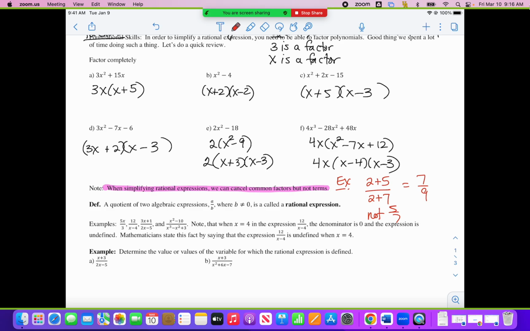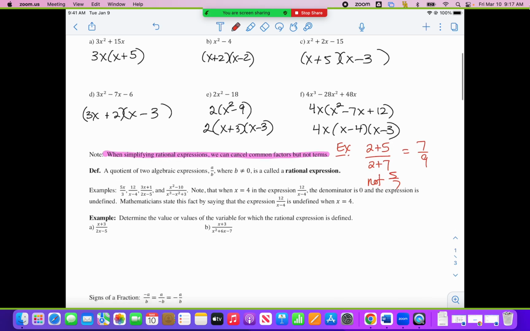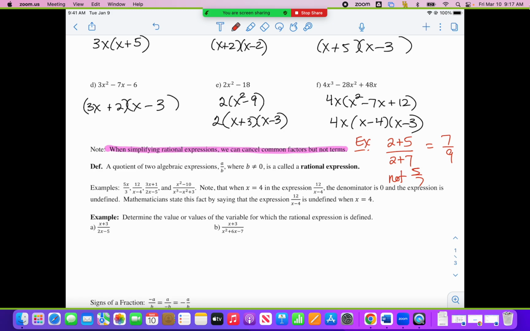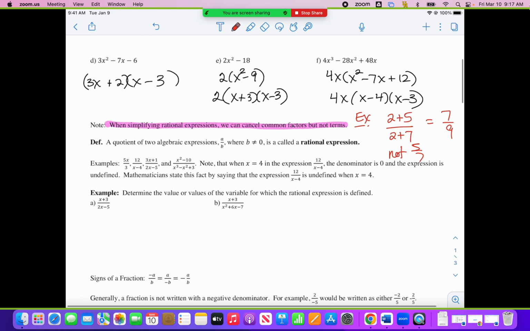All right, a quotient of two algebraic expressions, a over b, is called a rational expression. So here are some examples of a rational expression. 5x over 3, 12 over x minus 4, 3x plus 1 over 2x minus 5, x squared minus 10 over x cubed minus x squared plus 3. Note, if I look at this one, 12 over x minus 4, I can't have x be 4 because that would make me divide by 0.